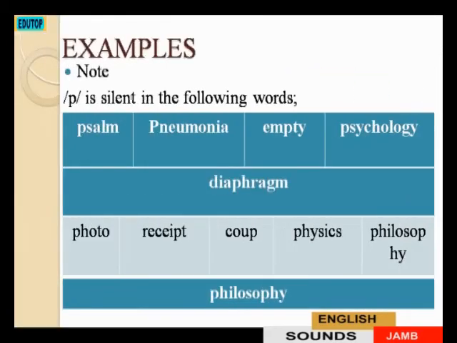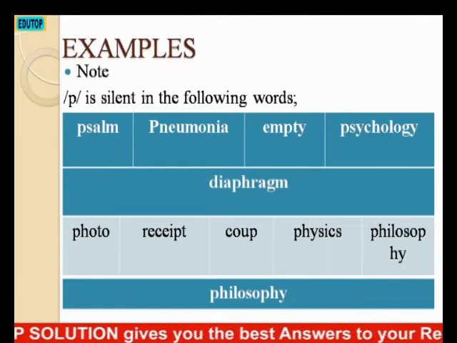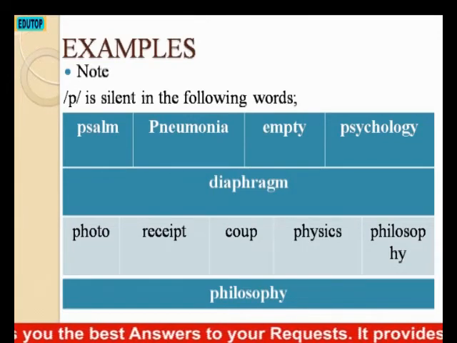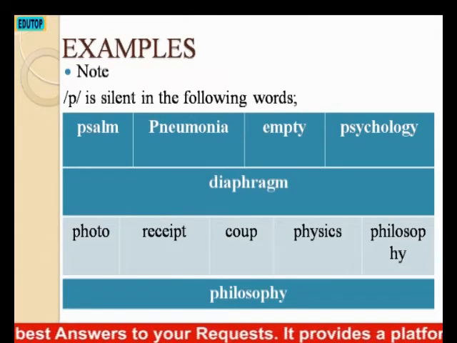Please note that the sound can be silent in some words. For instance, the word psalm, which is pronounced as sam, does not reflect the sound P, although P as an alphabet is in the spelling of the word. So this is to tell you that the physical representation of an alphabet does not determine the pronunciation. You really have to understand how the word is pronounced in order to decide what sound is responsible for its production. So sam does not reflect P.